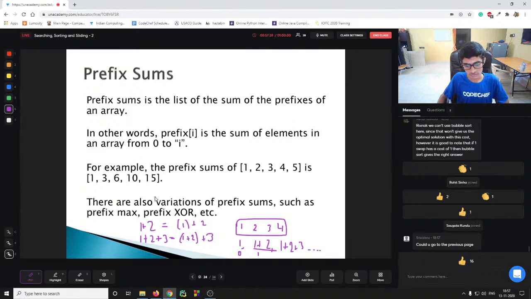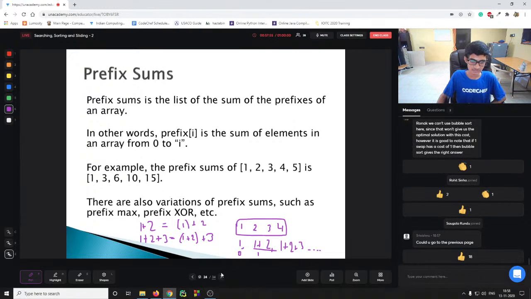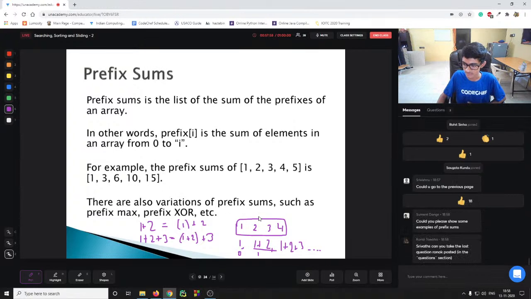So actually there are also variations of prefix sums. You can take prefix max, prefix XOR, and so on. So there are also prefix minimum, prefix maximum, prefix XOR, prefix OR. I'm not sure about prefix OR though. So this is what prefix sum means. We are going to be quickly going over the implementation, and we are going to be taking it tomorrow.